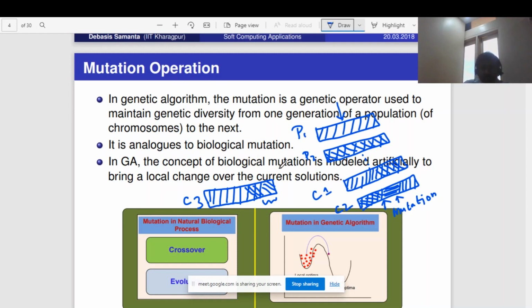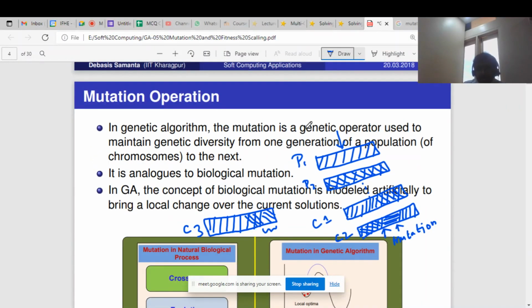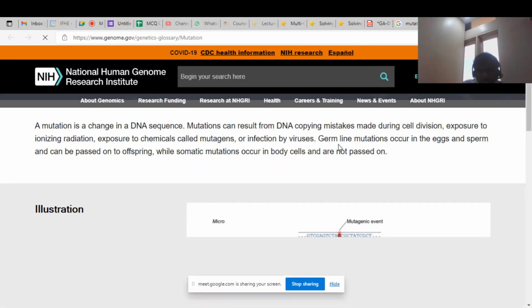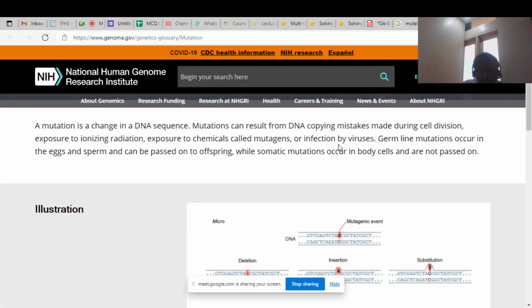Okay, so I just thought of showing you some information. I just browsed it. Here we have, from a genetics point of view, the definition of mutation. Okay, you can read this. A mutation is a change in a DNA sequence. Mutations can result from DNA copying mistakes.